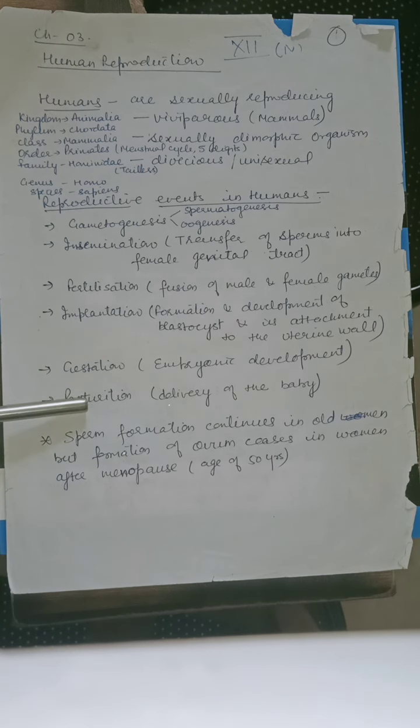So all these events are included in reproductive events in humans: gametogenesis, insemination, fertilization, implantation, gestation and parturition. Sperm formation continues in old men, but formation of ovum ceases in women after menopause. That is, when menstrual cycle stops, the formation of egg stops in the human female. This is approximately at the age of 50 years.